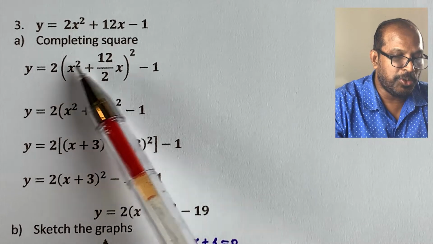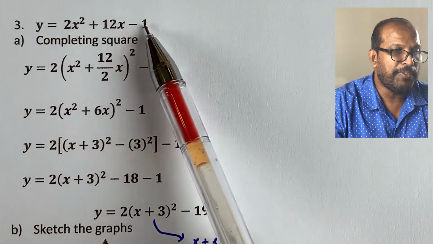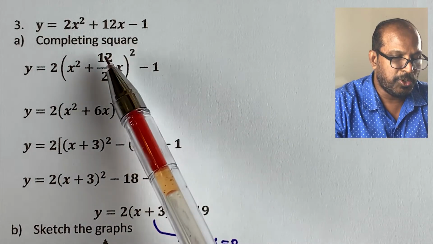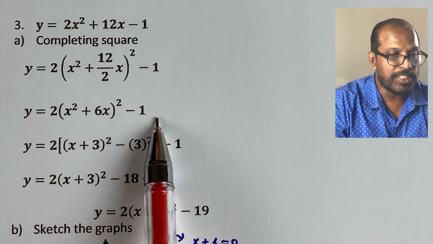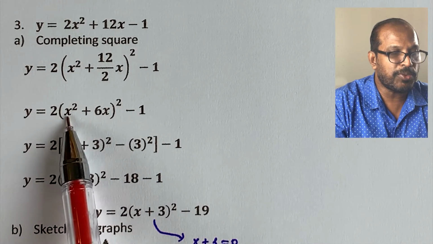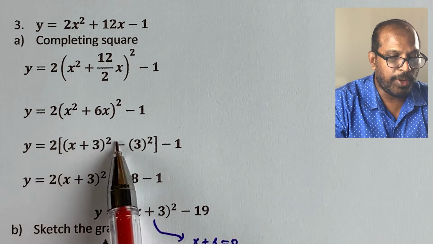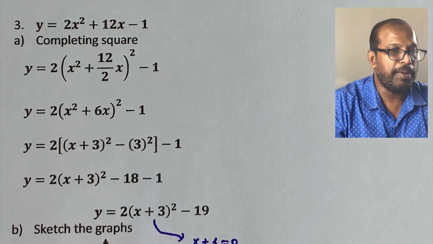So when I take out the 2, this 12 must be divided by 2. So this 2 is out. Therefore, this 12 divided by 2, this negative 1 we don't disturb, it remains there. So 12 divided by 2 is actually 6. Therefore, we got this equation. Now we see the coefficient of x squared is 1. Therefore, we can apply the bracket square minus bracket square method.